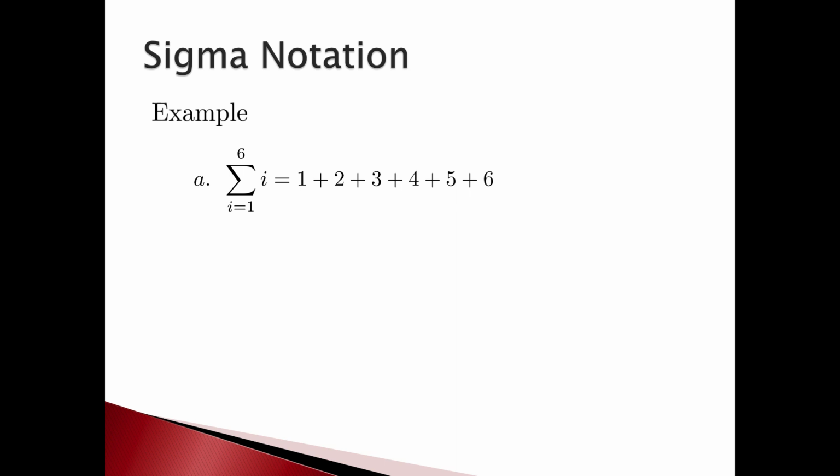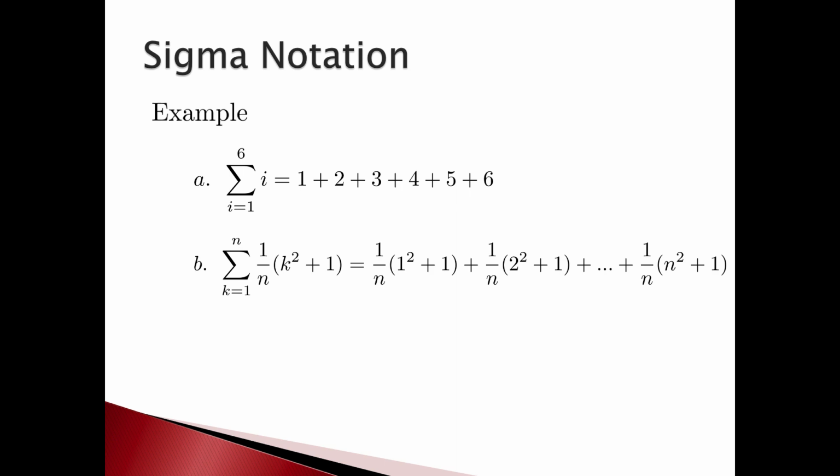When I plug 1 into i, I get 1. So that's my first number, 1. Then I'll let i equal 2. That'll be my second number because I'm just adding up the i's. Then the third number, well, i will be 3, so the third number is 3, and so on. I keep going up till I get all the way up to 6. That's my last number. And I add all those numbers up.